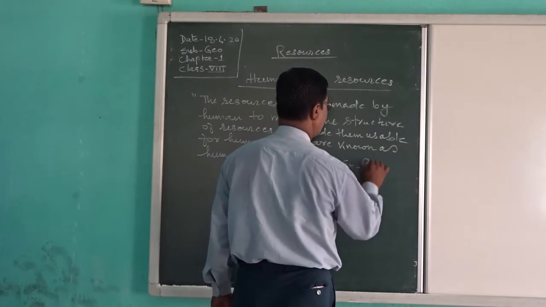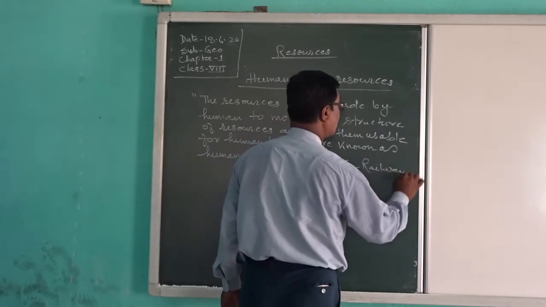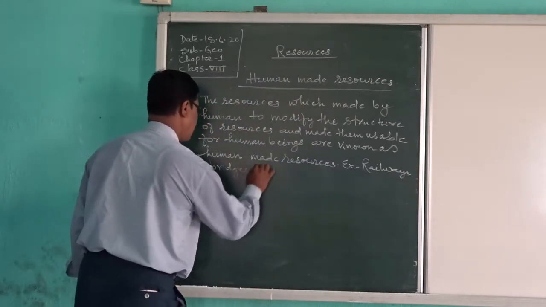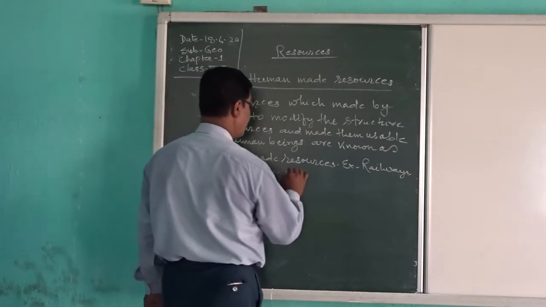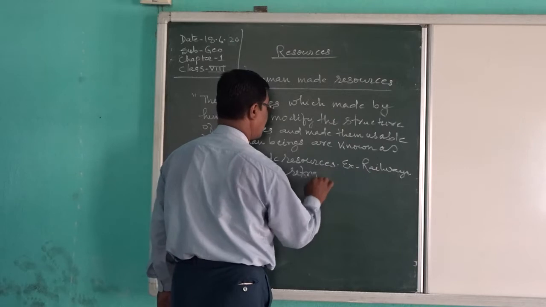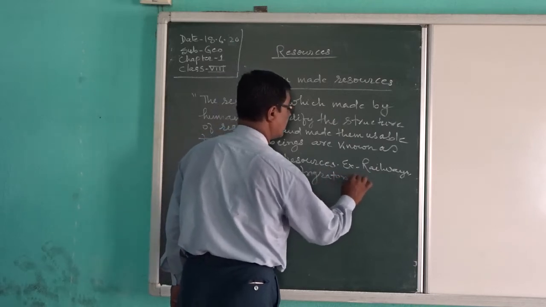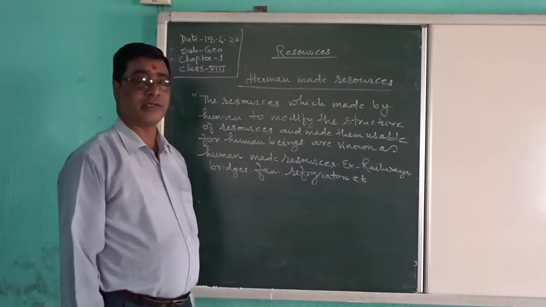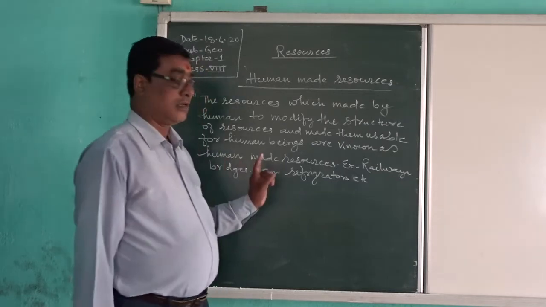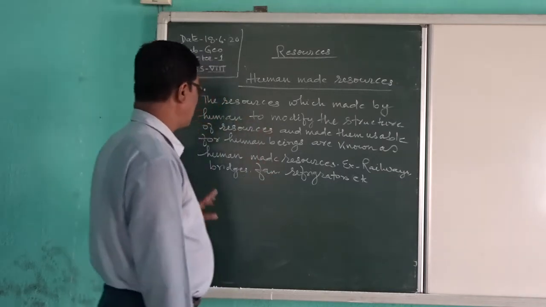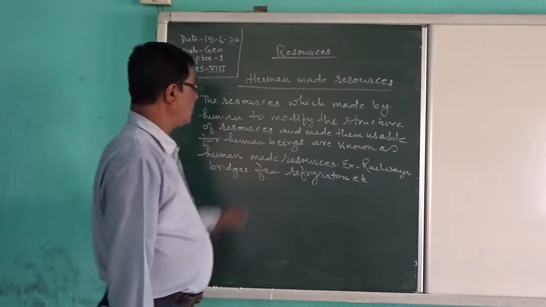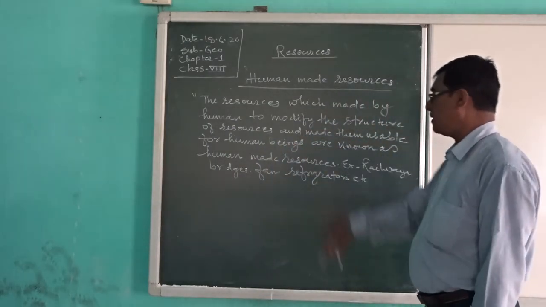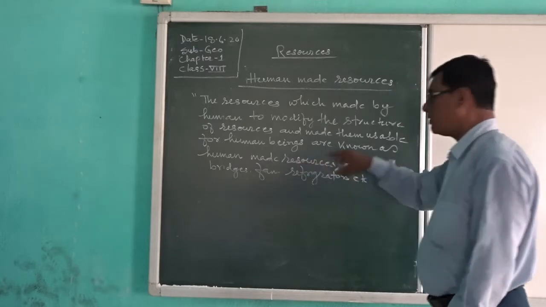Example: railways, bridges, fans, refrigerators, etc. Dear students, you should learn about human-made resources. The resources which are made by humans to modify the structure of the resources and make them usable for human beings are known as human-made resources.